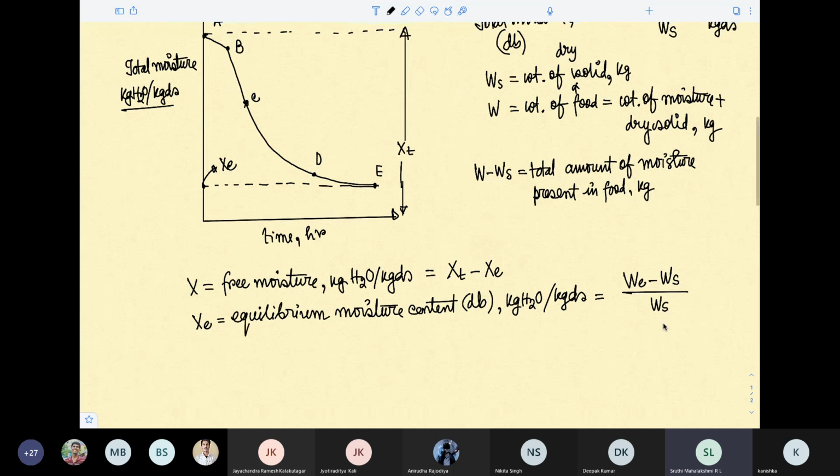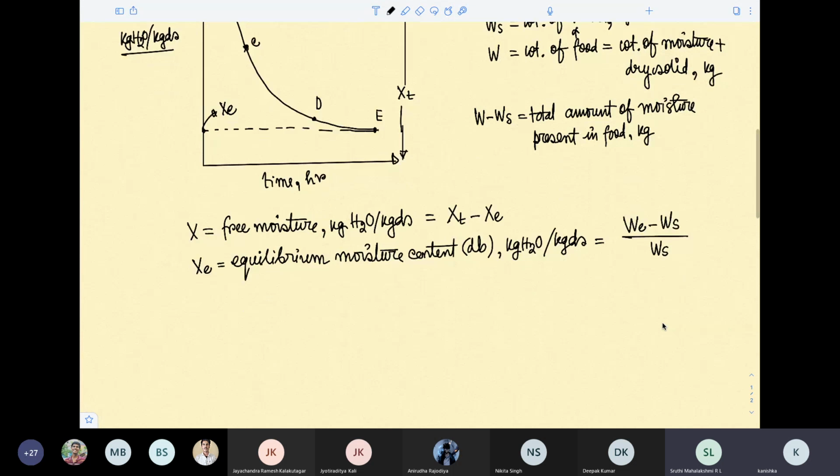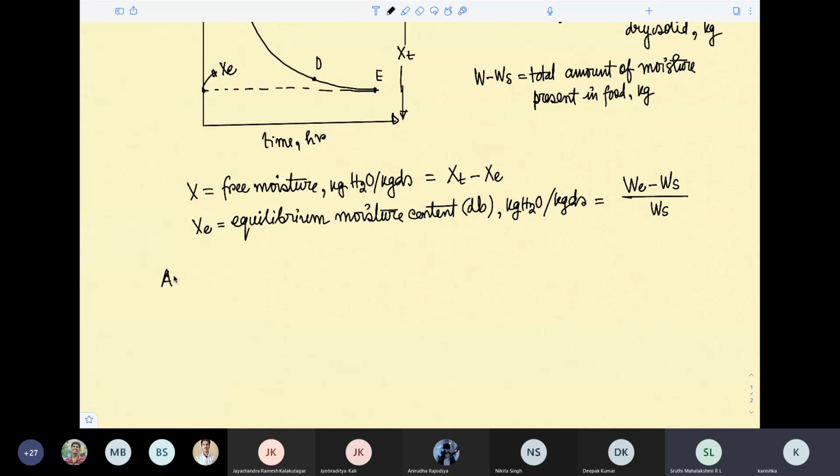All right. Is it okay to you? Yes, sir. Okay. Now what are A, B, C, D, E? Let's write this. AB is the warm up period. It will be more clear when I draw another graph that represents the rate of drying with the moisture content.